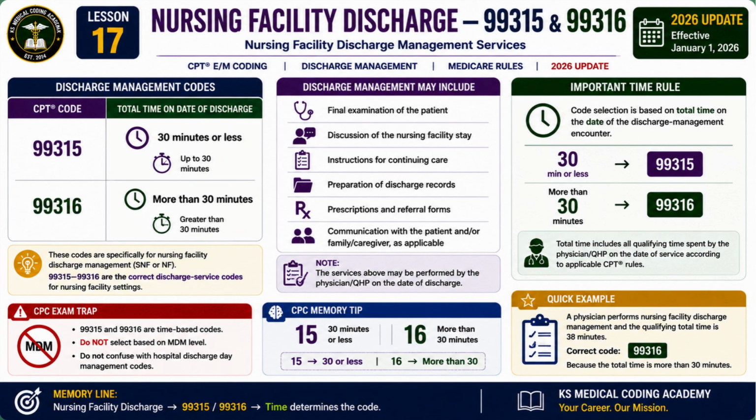99315 → 30 minutes or less. 99316 → more than 30 minutes. Do not confuse these with hospital discharge day management codes. Here's a quick example. If the qualifying discharge management time is 38 minutes, the correct code is 99316, because the time exceeds 30 minutes. Your memory line is simple: nursing facility discharge → 99315 or 99316 → time determines the code. Next, we'll look at the 2026 Annual Nursing Facility Assessment Update and the deletion of CPT 99318.